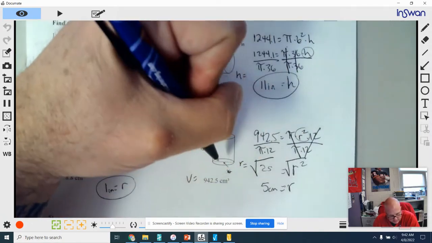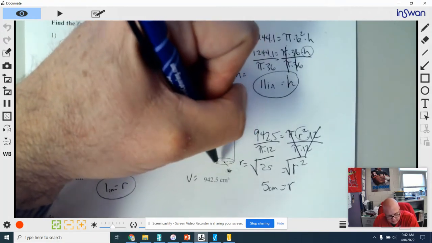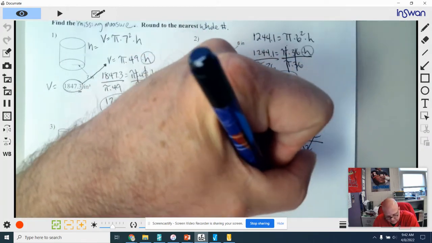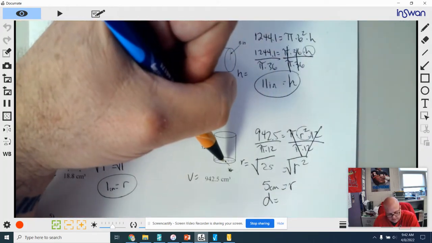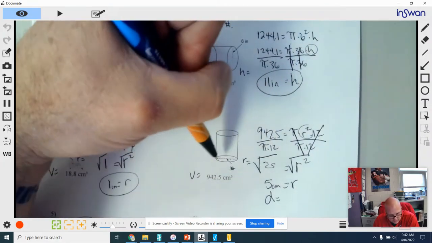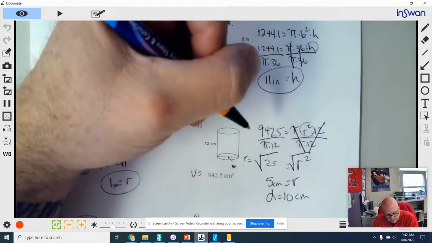Now, if you look at this picture here, there is the entire dotted line across. The entire dotted line we know is not a radius. Instead, that is a diameter. So if they ask you what the diameter was, once you found the radius, you just double that, and that would be the diameter. So 10 centimeters would be your diameter.